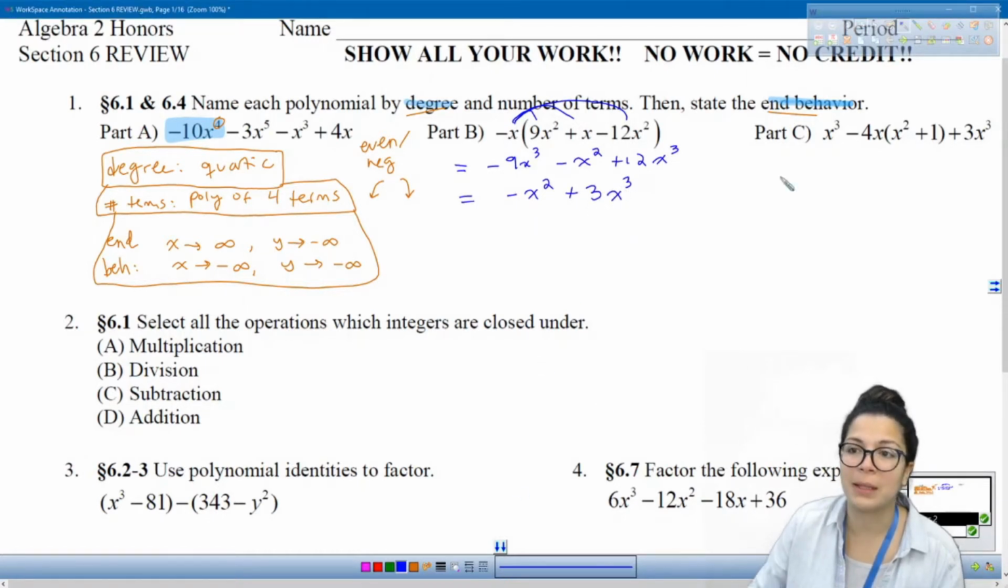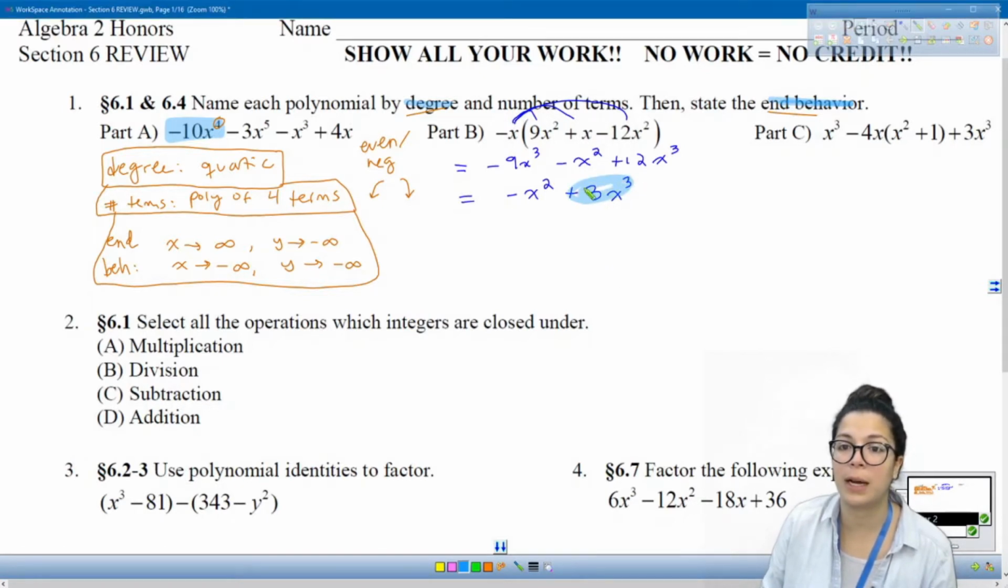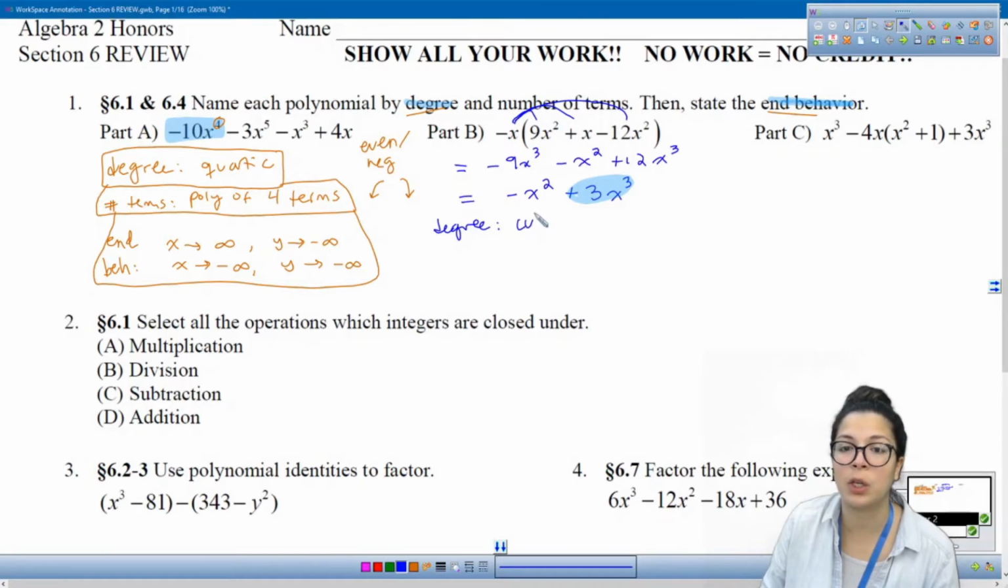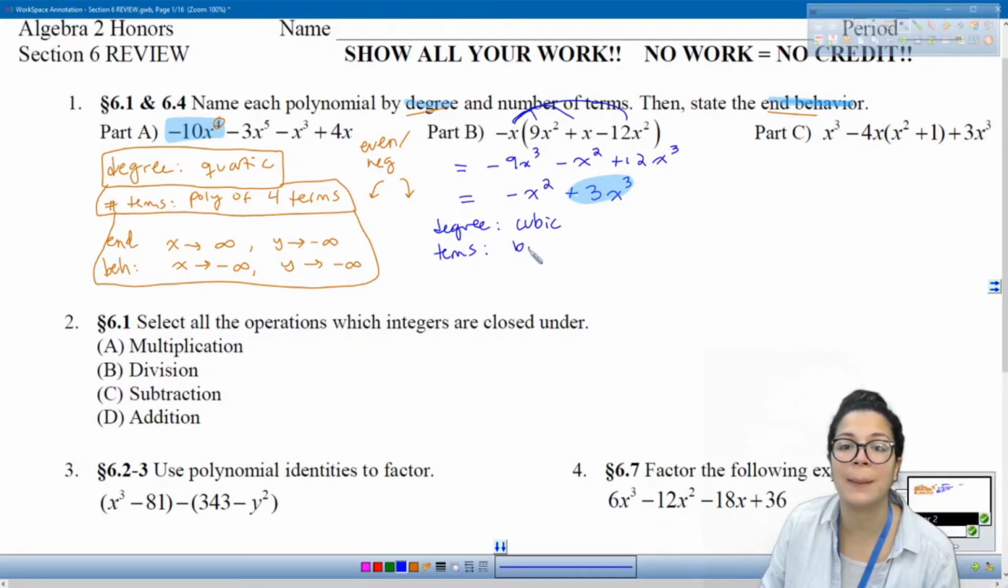So now that we have it completely simplified, let's focus on our leading term, which is the term with the highest power. In this case it would be this one right here. So the power is 3. That tells us the degree. A polynomial with degree of 3 means it is cubic. And then we can classify by the number of terms. The number of terms, there are 2, which is called a binomial.